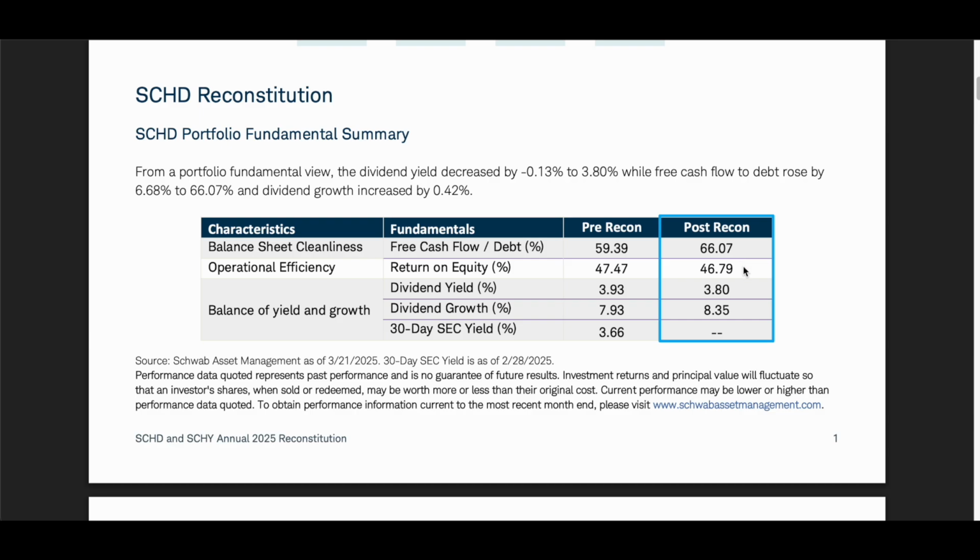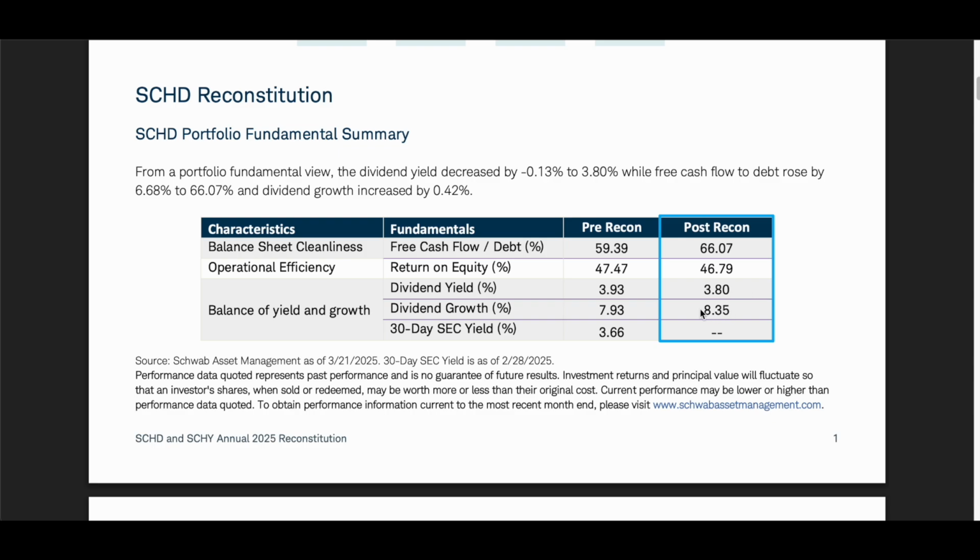The return on equity dipped a little bit, but 46%, 47% is still pretty good overall. The dividend yield also fell a little bit, about 13 basis points, but the dividend yield is constantly changing every single day that the stock market is open, so I wouldn't pay too much attention to it. Getting nearly a 4% yield with the high quality companies that are in SCHD, that's a win in my opinion.